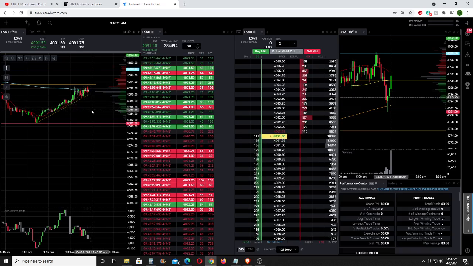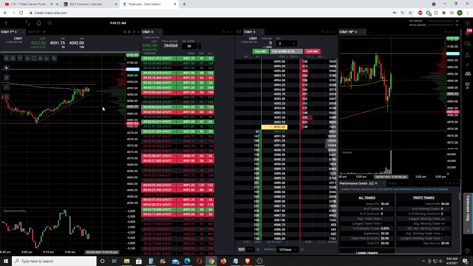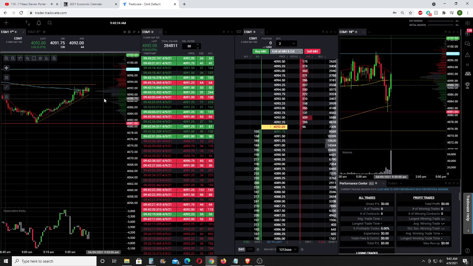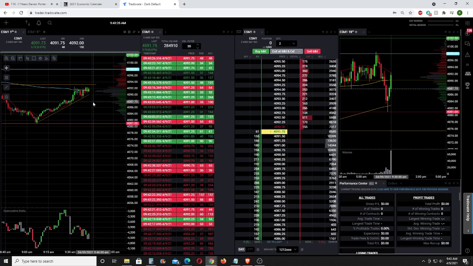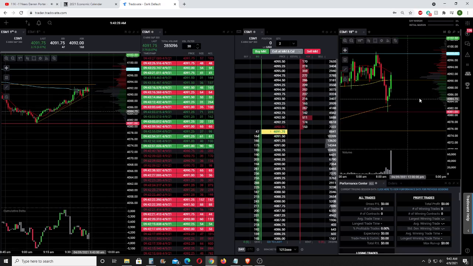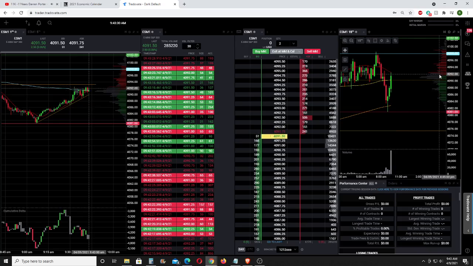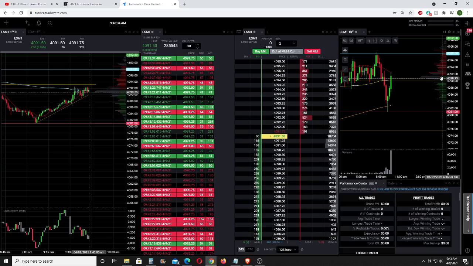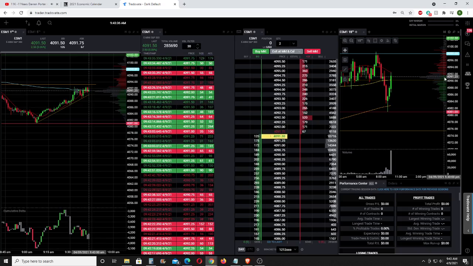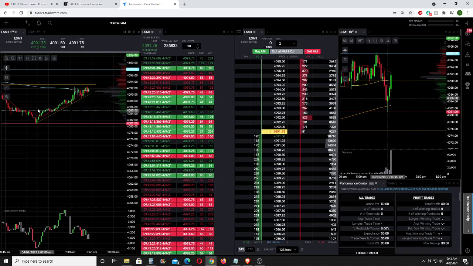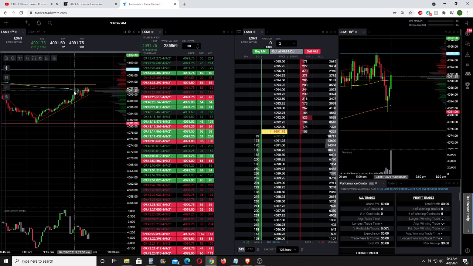$40.91, $40.92 seems to be a very key level. Yeah, there's a lot of volume forming around 40.91, and yeah, 40.91, around that price level. So this is a key price level here.